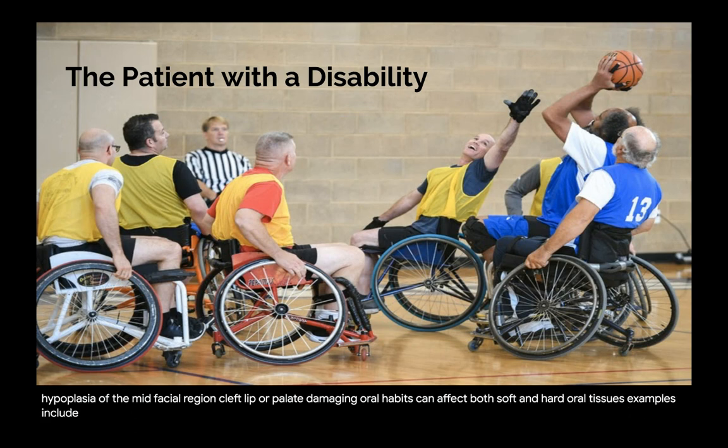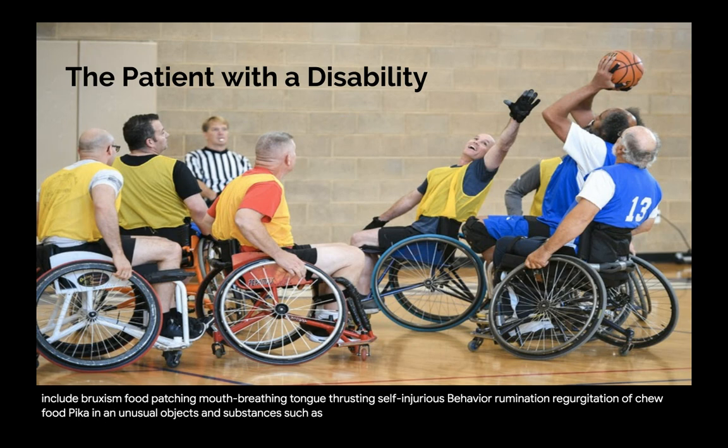Examples include bruxism, food pouching, mouth breathing, tongue thrusting, self-injurious behavior, rumination, regurgitation of chewed food, and pica, eating unusual objects and substances such as cigarette butts or gravel. Evidence of trauma or injury may be present, especially in individuals with seizure disorders or physical disability.